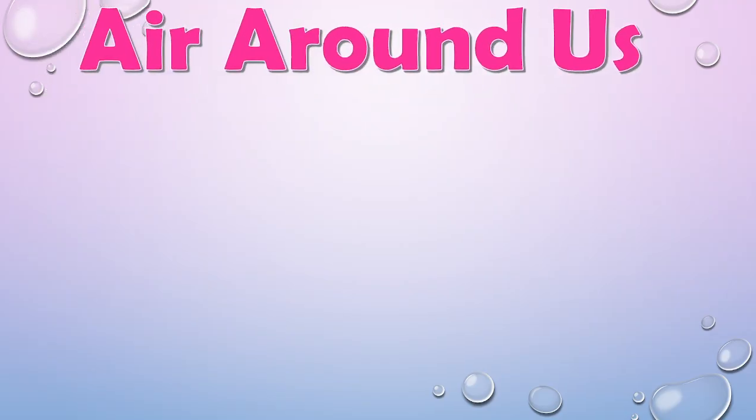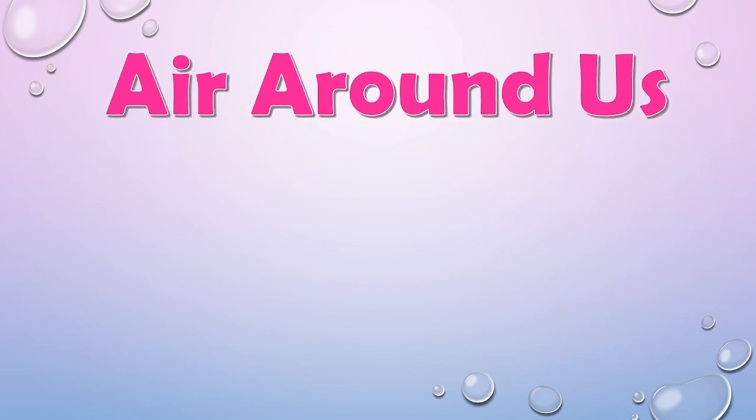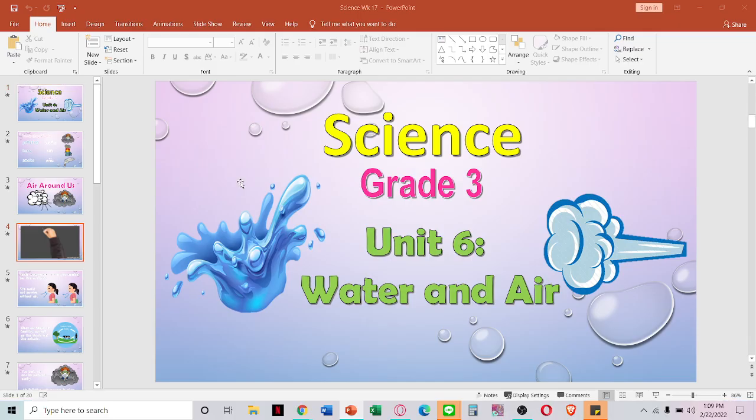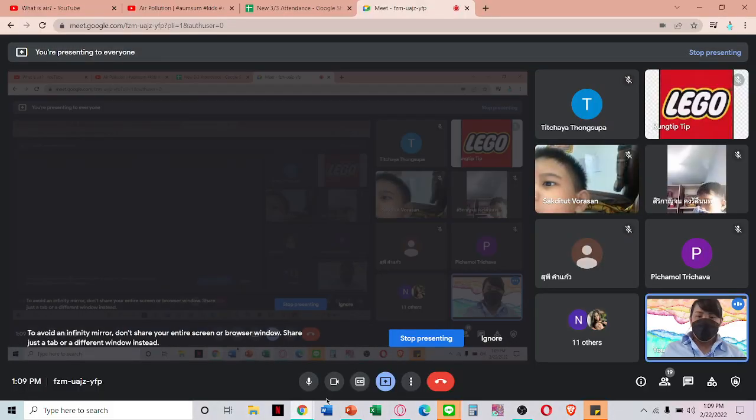Okay. Now our topic for today is about the air around us. We will talk about the different importance of air to people, to animals, and to plants. Another one is, what is air pollution? What are the different causes of air pollution? It means what do we do that could make air dirty? All right. First, what is air? Let us see a video about air.